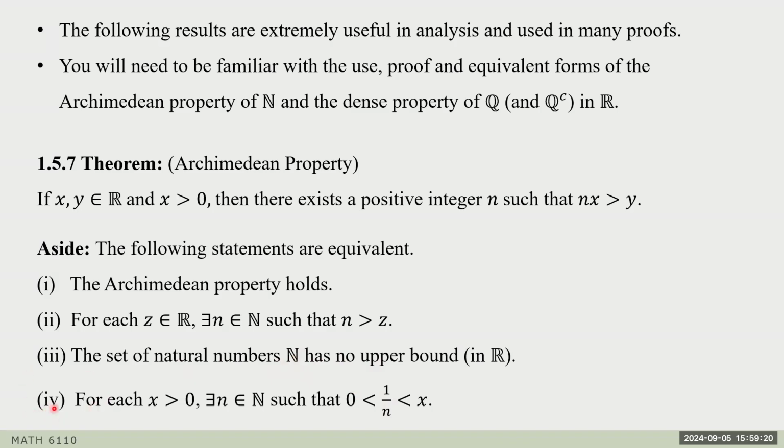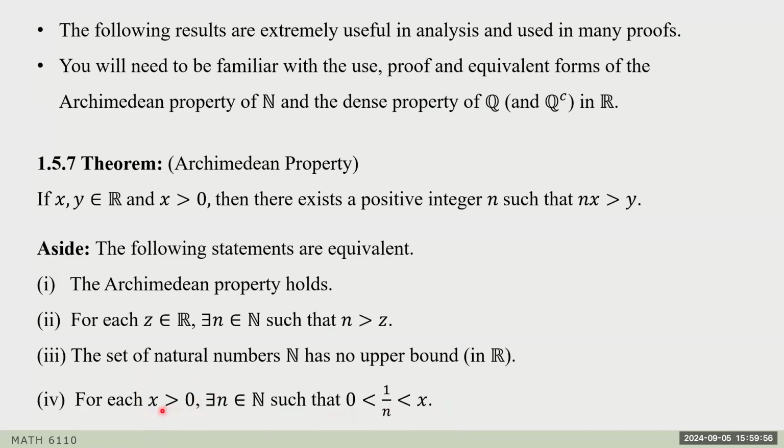And this fourth property is used a lot: for any real number x, if x is positive, you could always choose a natural number n large enough so that 1 over n is small enough to squeeze in between 0 and x. Okay, so think of any positive real number. Let's say that real number is very, very small, very close to 0. So x is bigger than 0.